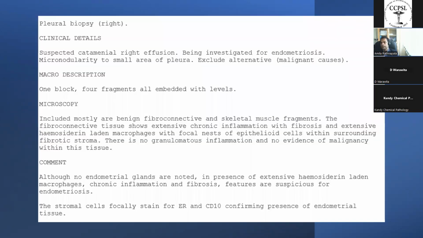the histology was confirmatory of pleural endometriosis. There are extensive hemosiderin-laden macrophages and chronic inflammation and fibrosis, and features are suggestive of endometriosis of the pleura. So this is one of the classical examples that we see, not very common though, of pleural endometriosis of this patient. We started with basic investigations.